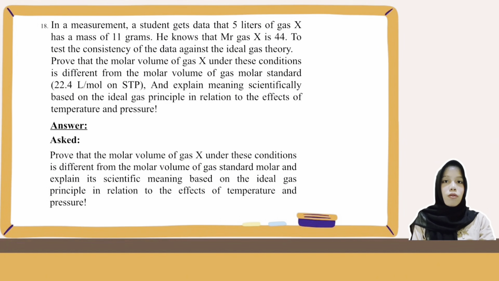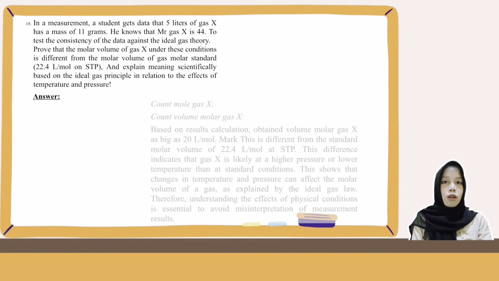Answer: given, volume of gas X equals 5 liter. Mass of gas X equals 11 gram. Relative molecular mass Mr of gas X equals 44 gram per mole. Standard volume at STP equals 22.4 liter per mole. Asked: prove that the molar volume of gas X under this condition is different from the standard molar volume, and explain its scientific meaning based on the ideal gas principle in relation to the effect of temperature and pressure. Discussion: first, calculate the mole of gas X.